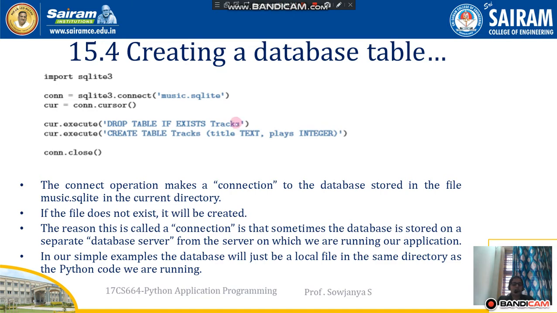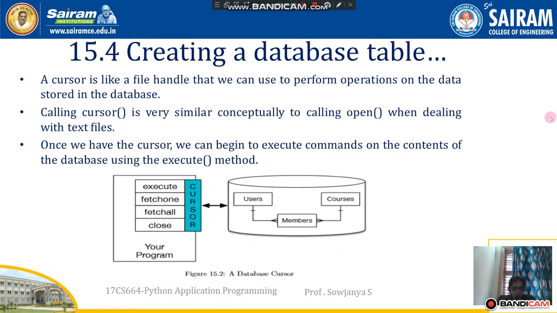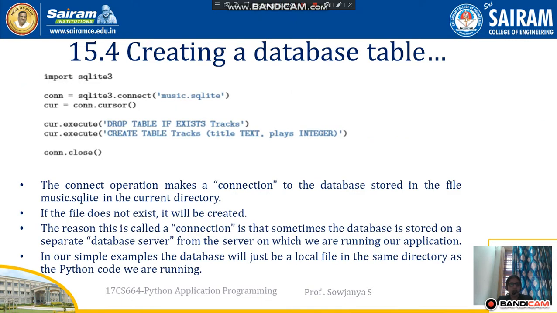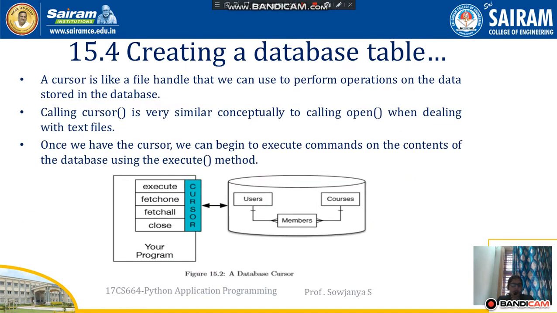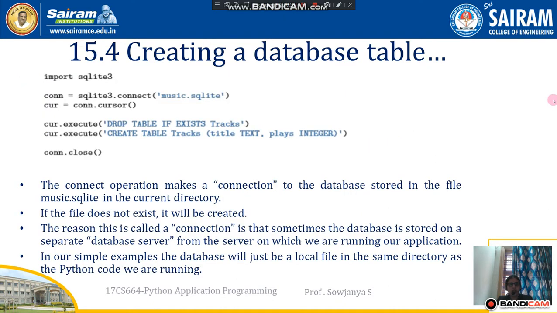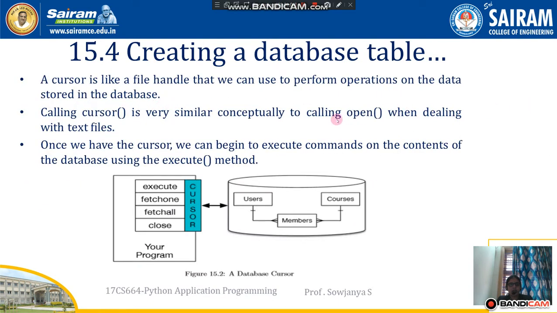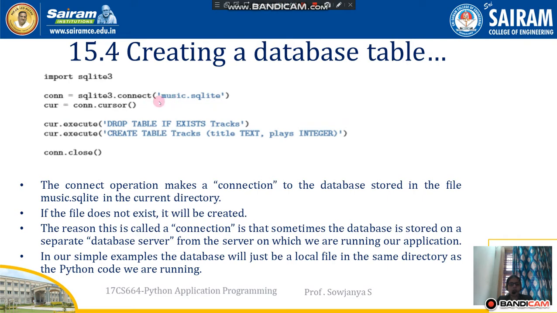So when we consider a simple example, the database will just be a local file in the same directory as the Python program we are running. Now, we have a cursor, which is a file handle. You can see your cursor. It is called a file handle that we can use to perform operations on the data stored in the database.